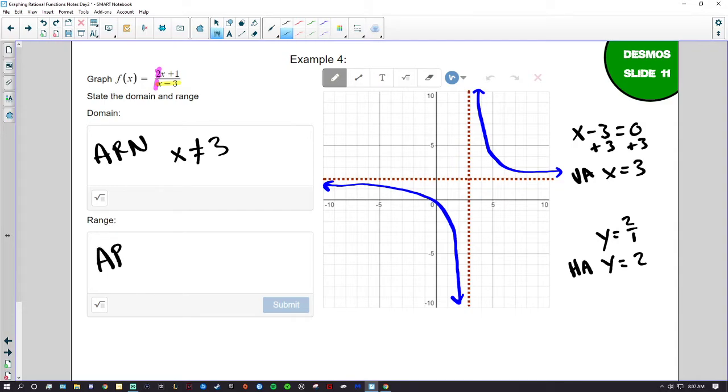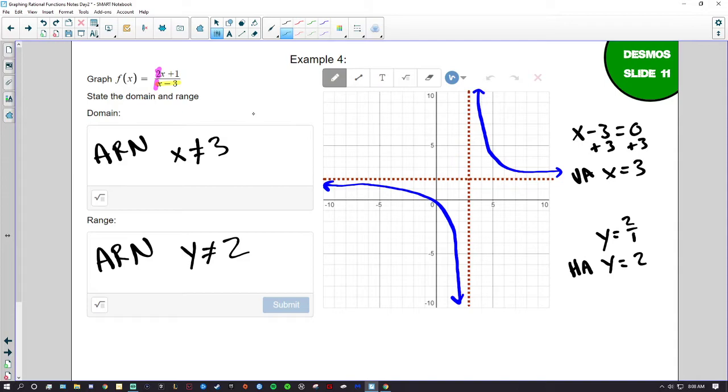The horizontal asymptote helps us determine our range. Again, it's all real numbers. However, we are approaching the line y equals 2, so y cannot ever be 2. And there we go. We graphed a hyperbola that's in the standard form.